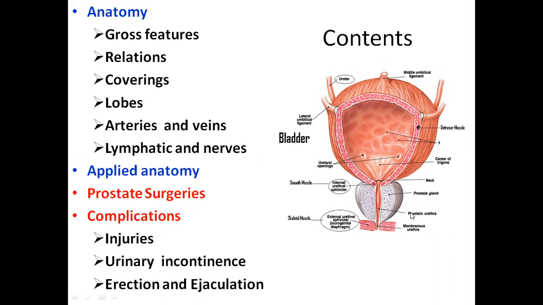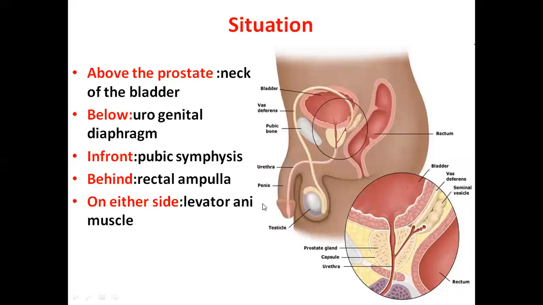So coming to the gross features, under anatomy, we will study prostate gland under these headings: gross features, relations, coverings, lobes. Then what is its blood supply, lymphatic drainage, and nerve supply. We will also talk about applied anatomy, prostate surgeries, complications, injuries, urinary incontinence, erection, and ejaculation. So all these points are more or less related to prostate.